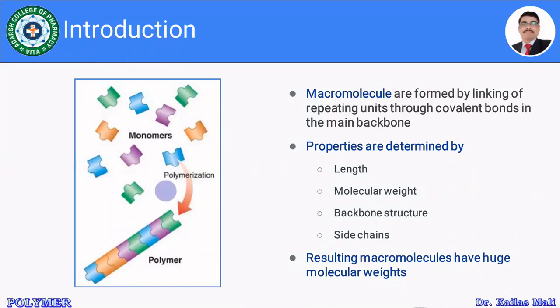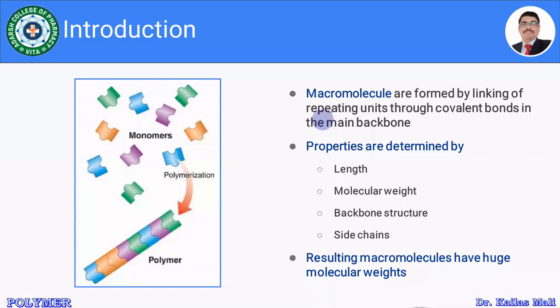The properties of polymers or macromolecules are determined by the length, molecular weight, backbone structure and side chains. So these are some of the important properties which decide the polymer properties, isn't it? These properties are the length of the chain, then the molecular weight of the polymer, then the backbone structure and the side chains which are present on the polymer.